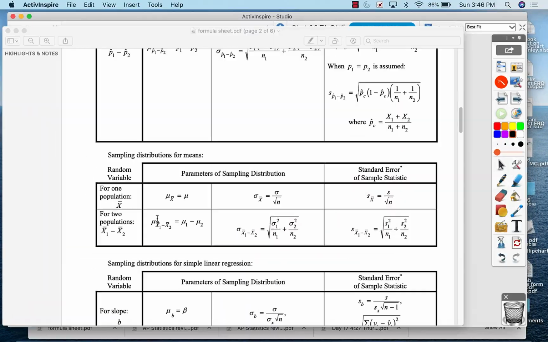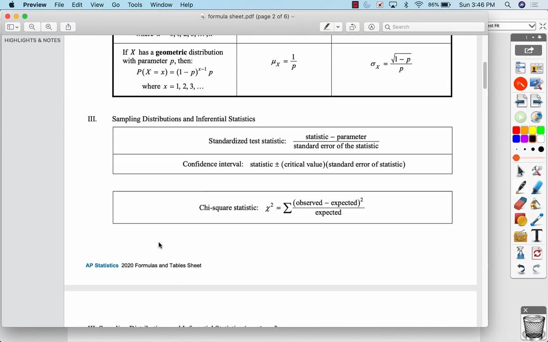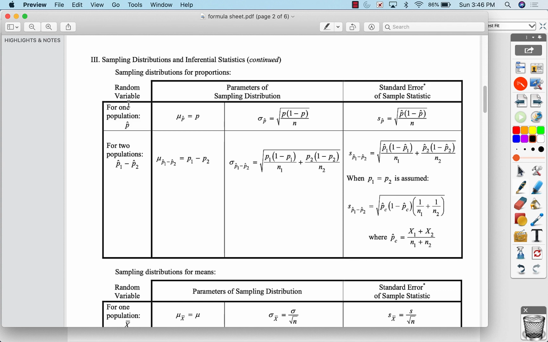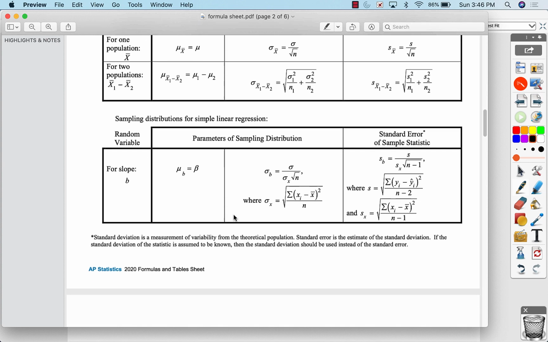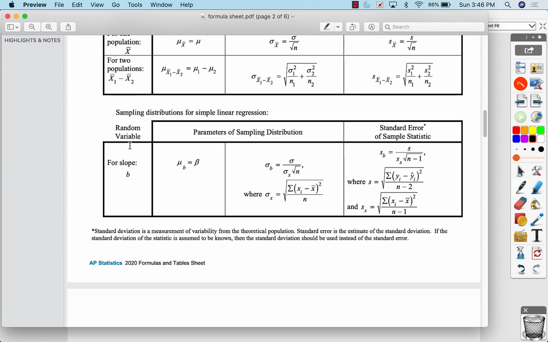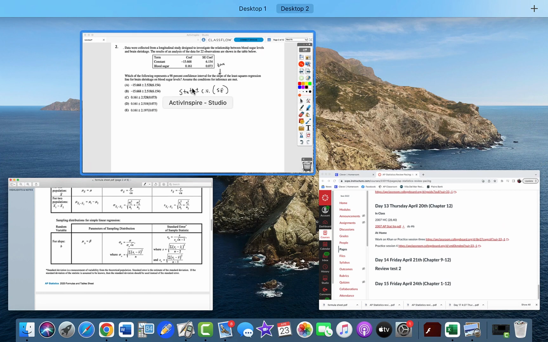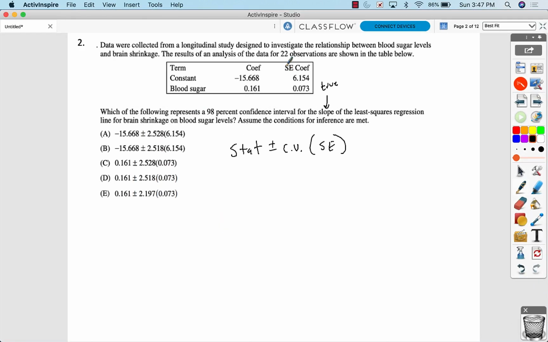Now, if you didn't know that and you went to your formula sheet, I'm on the back side of my formula sheet. That's the front side. Here it is right here. These are for proportions. These are for means. These are for slope. So what's my statistic? Little b. So little b is right here.